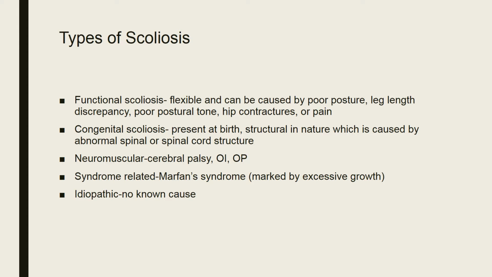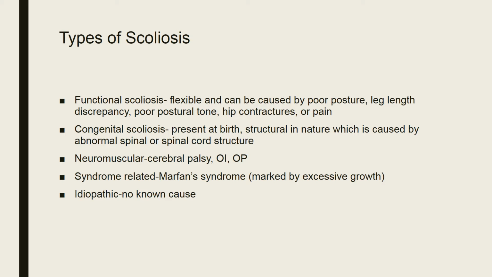Maybe they have poor core strength or postural tone, so they're constantly sitting in that posterior pelvic tilt with their shoulders leaning forward. Hip contractures, maybe some kind of side pain or abdominal pain, will affect their posture in that particular way as well. Congenital scoliosis presents itself at birth, and there's usually some sort of structural component, an abnormal spine, some kind of spinal cord structure or deformity that's actually causing the scoliosis.